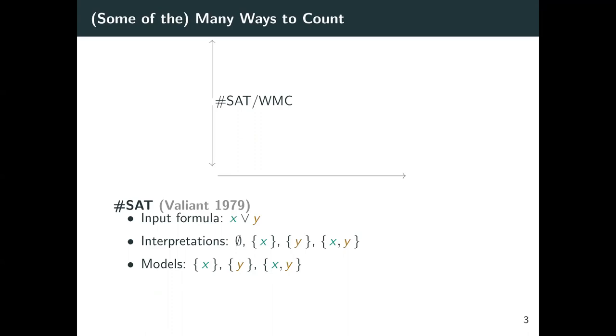And in the very center, we have #SAT, the propositional model counting problem, first described by Leslie Valiant when he introduced #P as a complexity class. Here we have propositional variables. We have a formula using these propositional variables. And each interpretation is a subset of these variables, where a variable in that subset counts as being set to true. Otherwise, it counts as being set to false. And a model is an interpretation such that the formula evaluates to true. The answer, the model count of this formula, happens to be three, since it has three models that satisfy the formula.